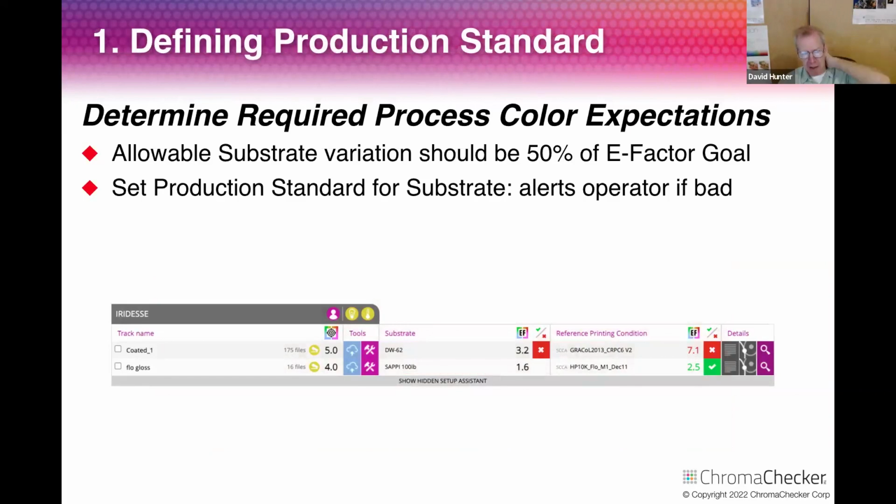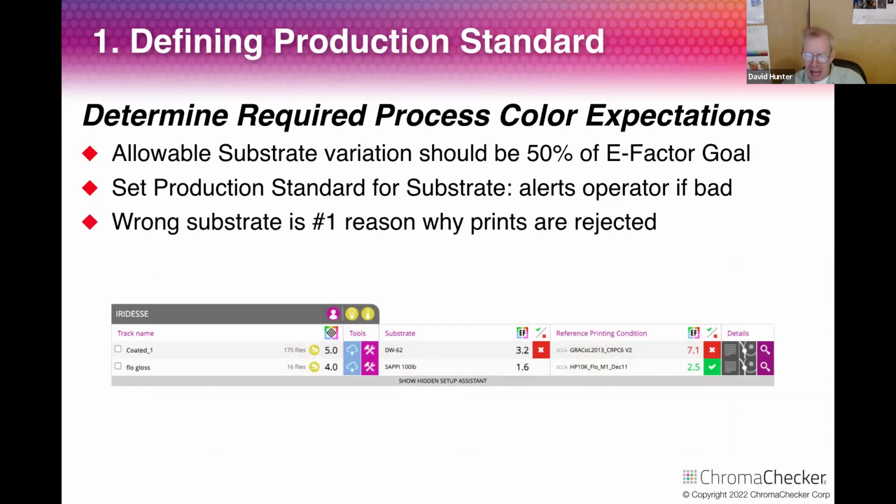So the first step is defining the production standard of your substrate color. And in the ChromaChecker Print Inspector dashboard, you can see this middle column has the substrate listed, and you can put an individual tolerance on the substrate. Hence, you see on the Iridesce, it's an Iridesce printer, the E factor of the print trying to match crackle is 7 E factor off.